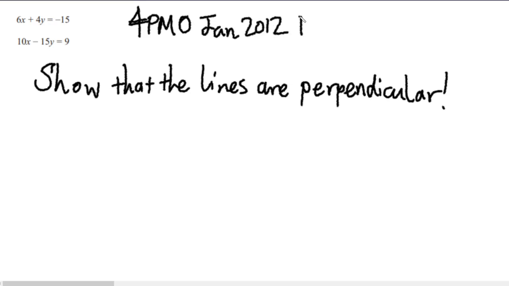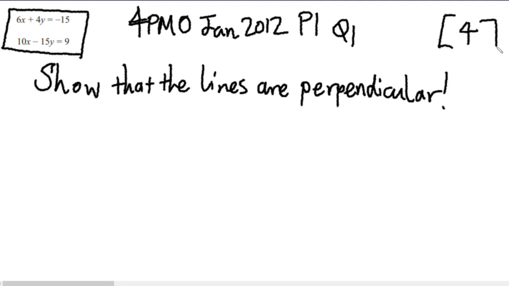from January 2012, paper 1, question 1. And the question here relates to these two lines. It's 4 marks. And we just have to show that these two lines on the graph are perpendicular. So how will we go about that?